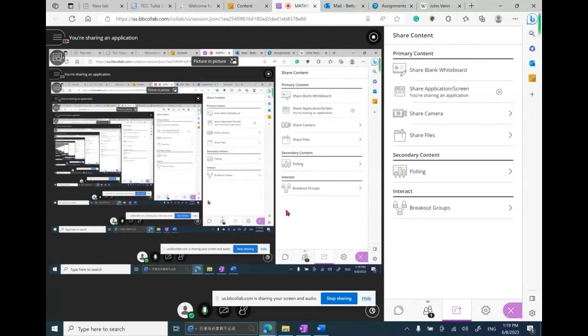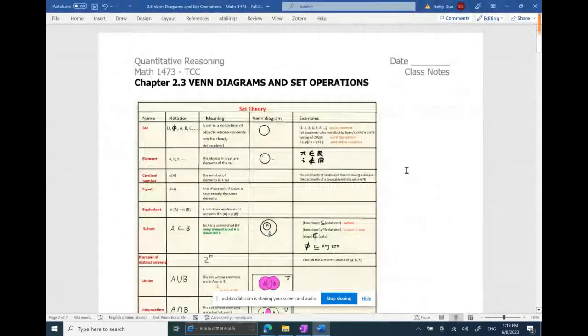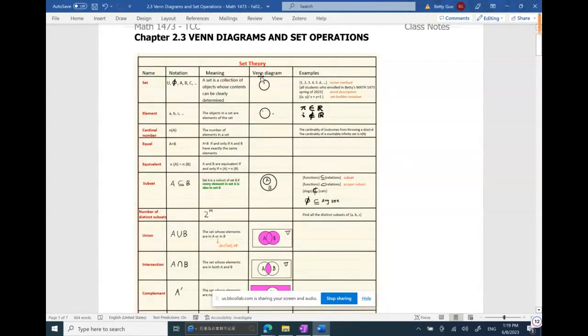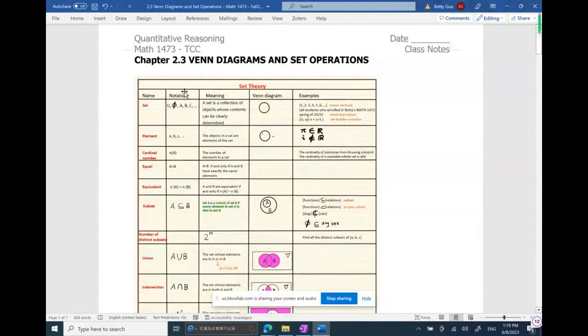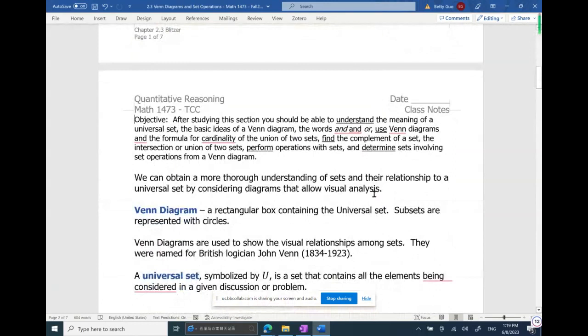Hello class, in this video we talk about section 2.3, Venn diagram. I recommend you carefully read my table note for this chapter after you finish section 2.3. In section 2.3, we are going to use the tool of a Venn diagram to visualize the relationships between sets.